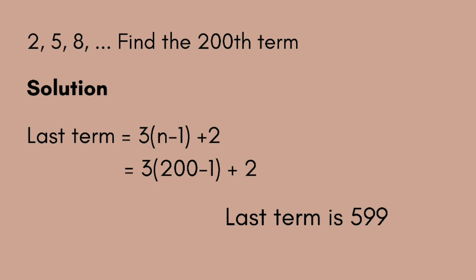Find the 200th term. Solution. Last term is equal to 3 multiplied by n minus 1, plus 2. As you can see, there is an n in our solution because n represents the numbered terms. So n is equal to 200. Now let's substitute. Now the equation is 3 times 200 minus 1, plus 2. 200 minus 1 is 199, multiplied by 3 is 597, plus 2 is 599, which means that the 200th term is 599.